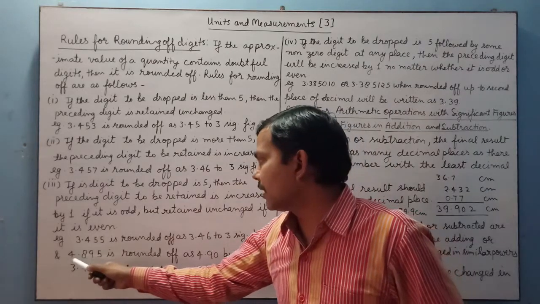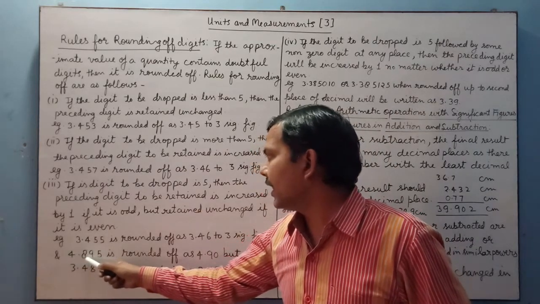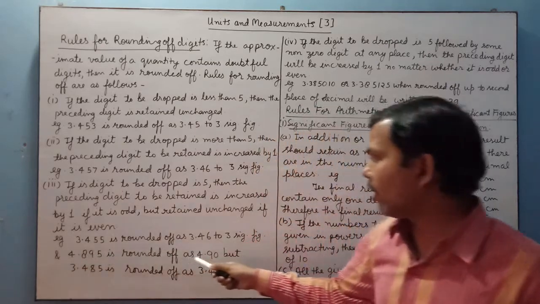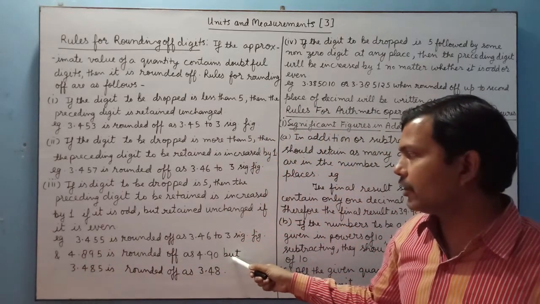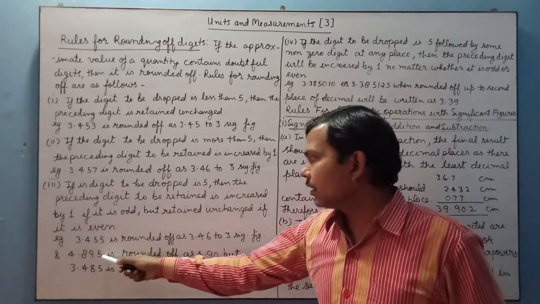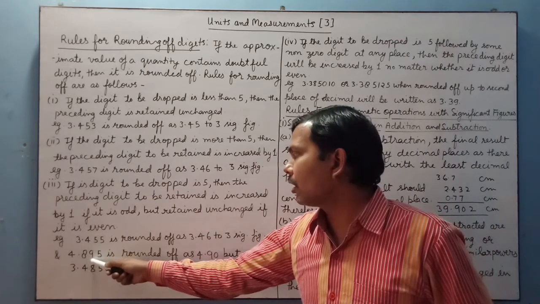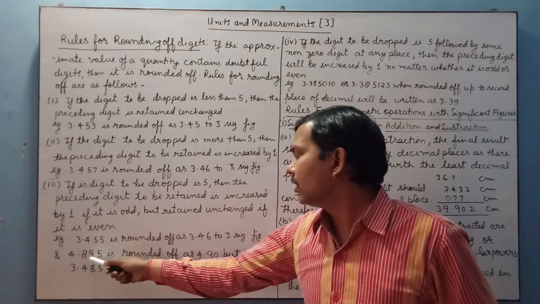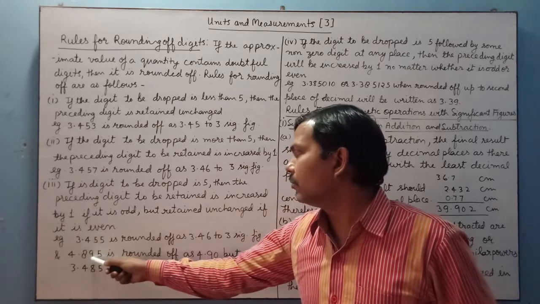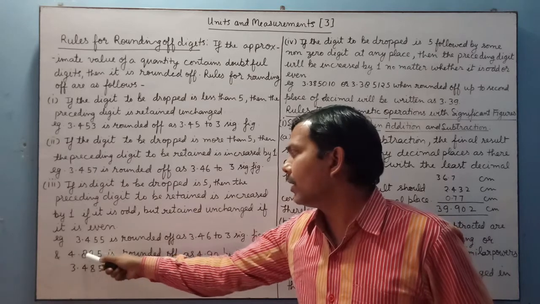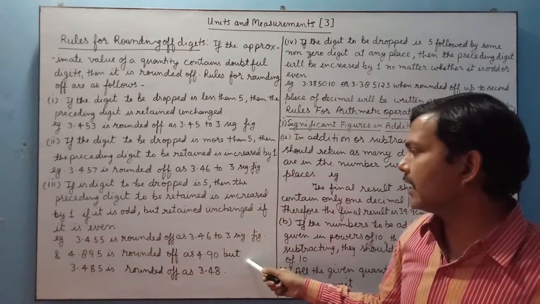Let us take another example. 4.895 is rounded off as 4.90. Here the digit to be dropped is 5 and 9 is odd. So 1 is added to this digit, it will become 10. So it will become 4.90.